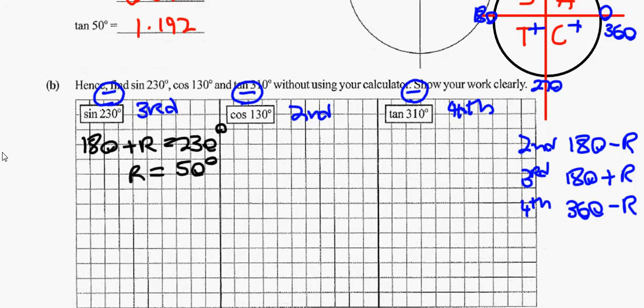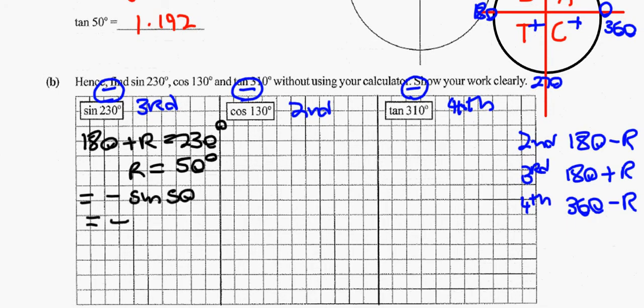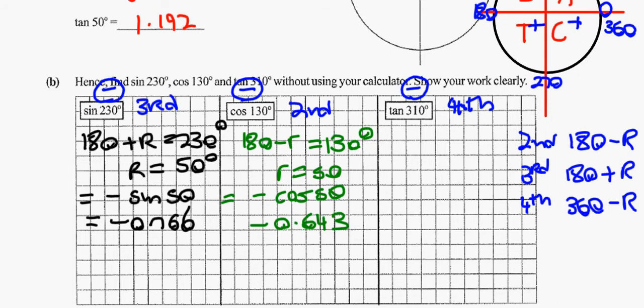Alright? And what this rule means is that basically sine 230 equals minus sine 50. And as you can see, this is without using a calculator, using the information above. Sine 230 is minus 0.766. Cos 130 is in the second quadrant. We use the rule 180 minus r. R must equal 50 degrees. So cos 130 degrees must equal minus cos 50 degrees. Therefore, it's minus 0.643.